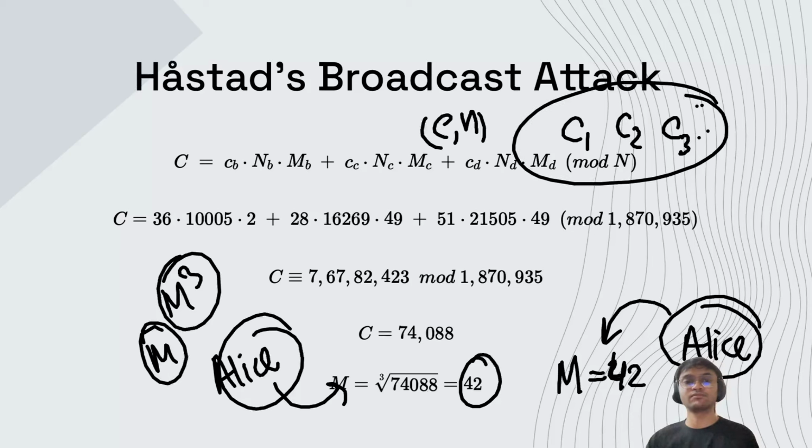And they can compute this. This is only possible for a low exponent, and that was the threat of a low exponent attack. And that is how the Chinese remainder theorem plays in the Håstad broadcast attack.